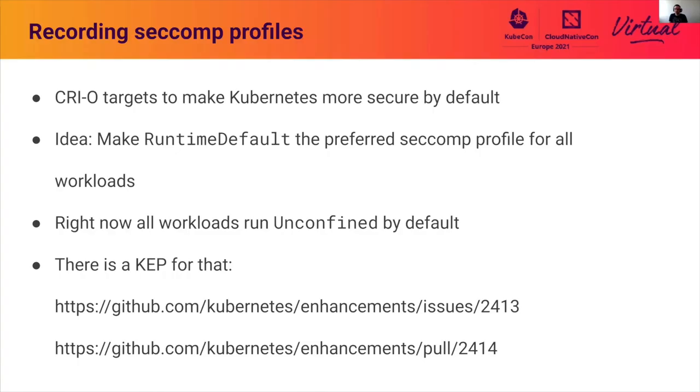One more thing I'd like to mention is that CRI-O aims to make Kubernetes more secure by default. So our overall idea was to make the runtime default profile for seccomp the default profile for all workloads. Right now, all workloads run unconfined by default, and we created a KEP for that. So if you're interested in providing some feedback to the Kubernetes enhancement proposal, then feel free to ping us on Slack or directly on the pull request.